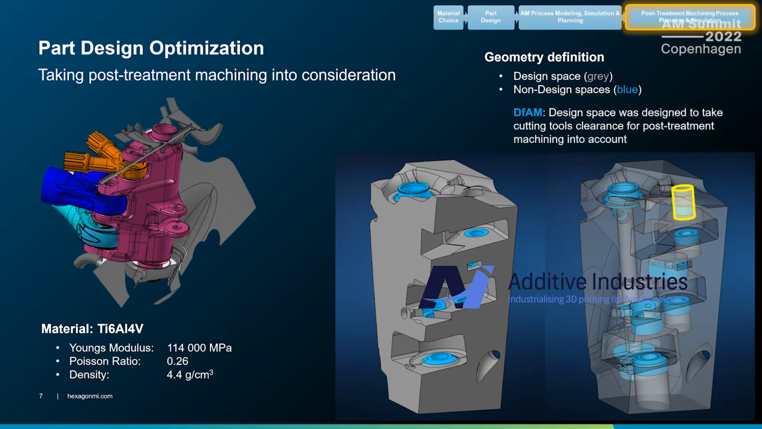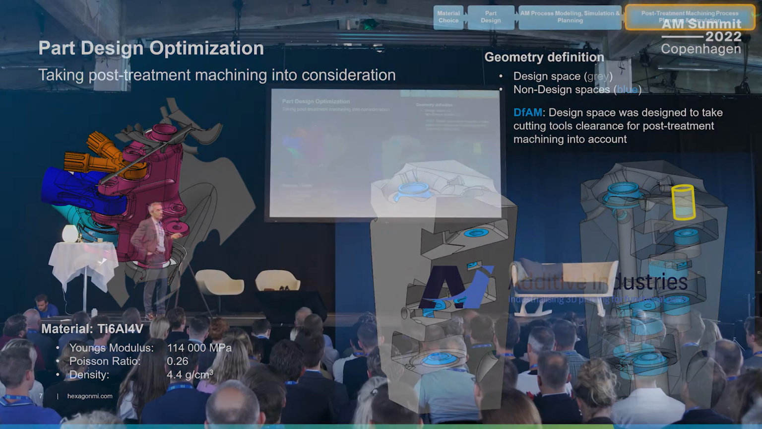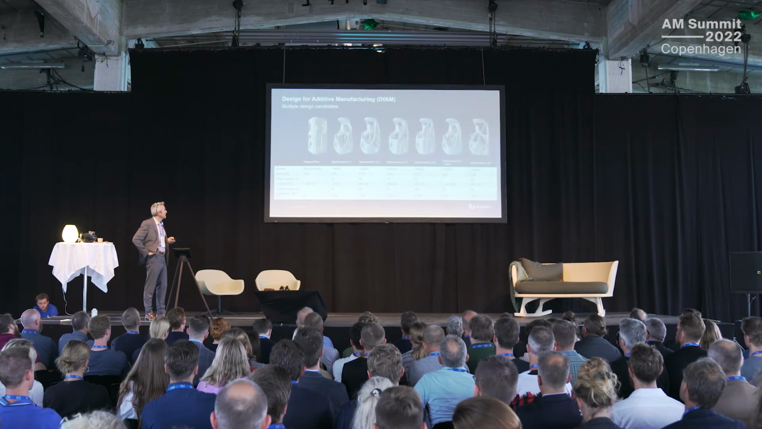And what you see here is, for instance, in that design space, because you know that you're going to have to machine that part, you're going to have to drill those holes. You need to remove some of that design space to make sure you can make the part. So that's very basic, what I'm showing you, but that's what we mean by design for AM. So taking the additive manufacturing process, but also the post-treatment process into account when you design your product.